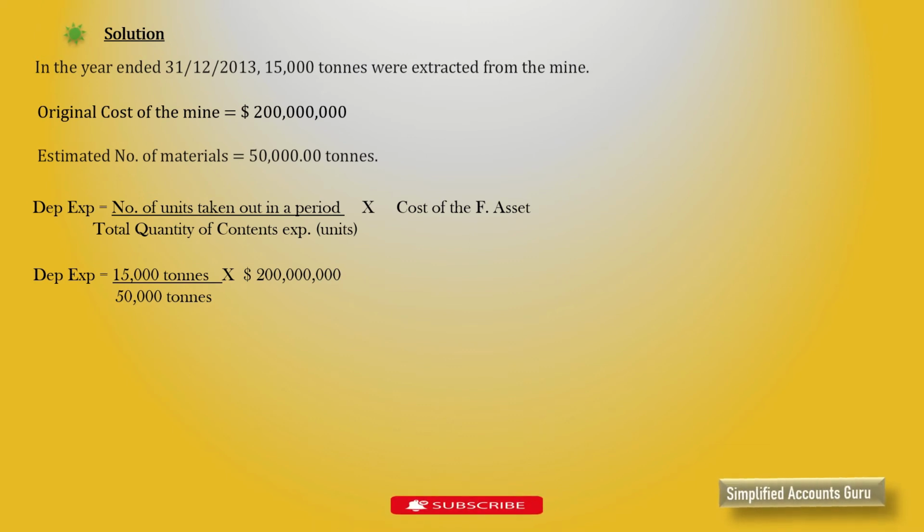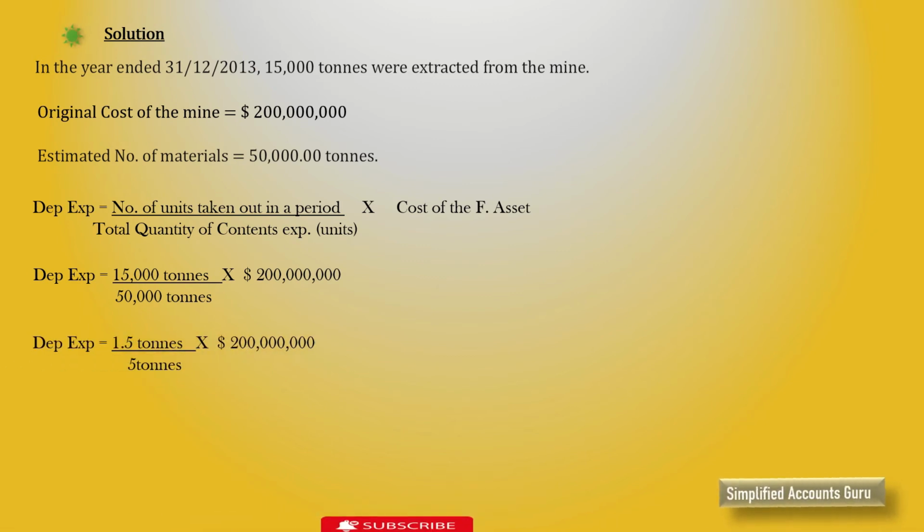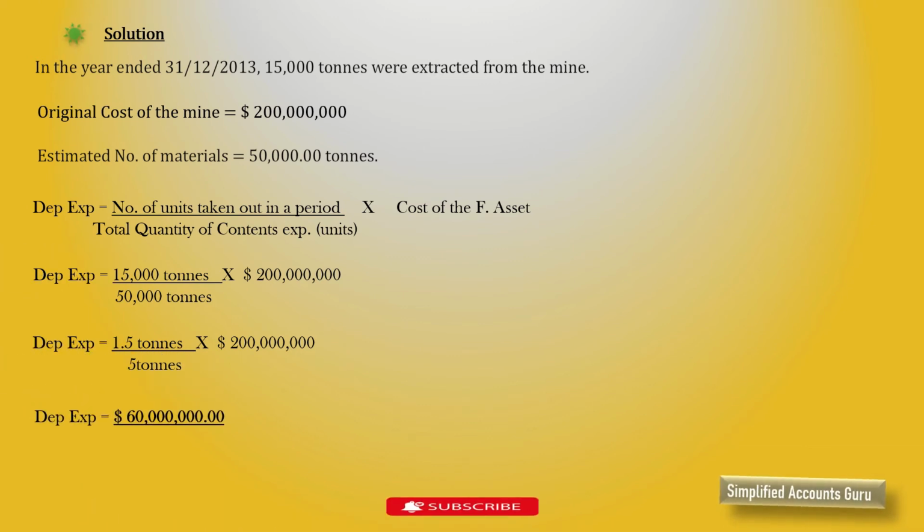Instead of the 10,000 that we used in the first case, we are going to have 15,000 tons divided by 50,000 tons, and then you multiply the result by $200 million. Then you will get 1.5 divided by 5 multiplied by $200 million, giving you $60 million. So the depreciation expense as at the end of December 31st, 2013, is $60 million.